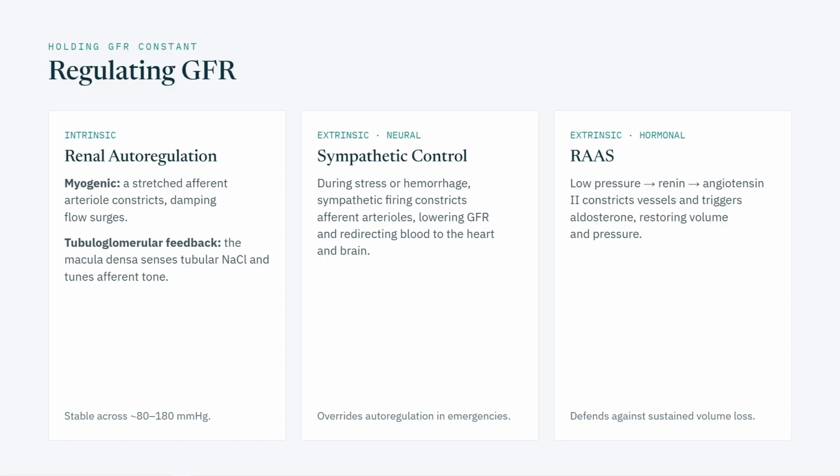And the third is hormonal, the renin-angiotensin-aldosterone system, or RAAS. When pressure drops, the kidney releases renin, kicking off a cascade that constricts vessels and tells the body to retain salt and water, restoring volume. Autoregulation handles the minute-to-minute, RAAS handles the sustained problem.